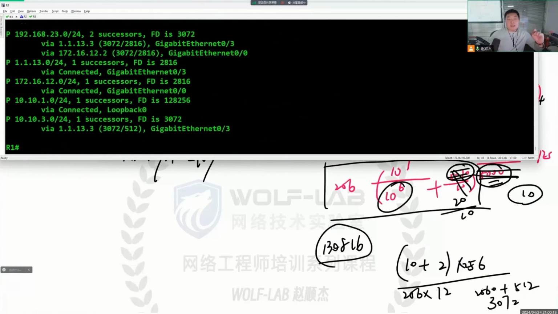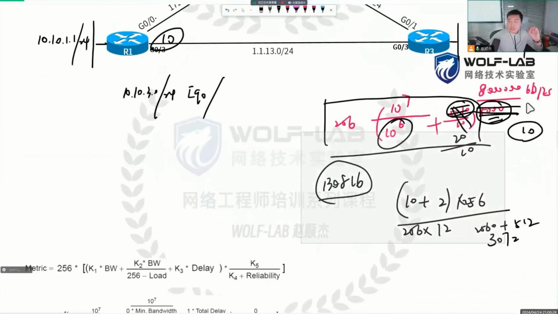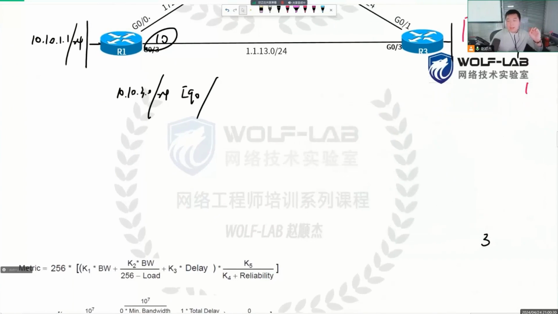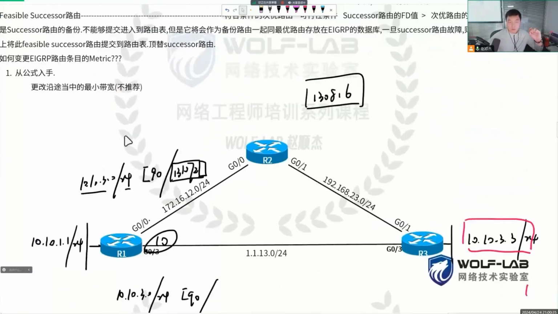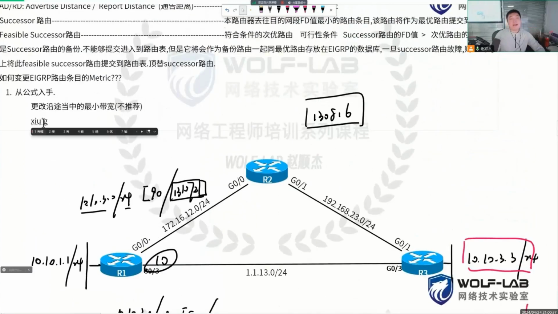By changing the delay, we can also change our route's metric value. Show IP EIGRP topology. 10.10.3.0, feasible distance value. So this is achieved by starting from the formula to change the EIGRP metric values, by modifying the inbound delay along the direction of route propagation. Right, this starts from the formula.